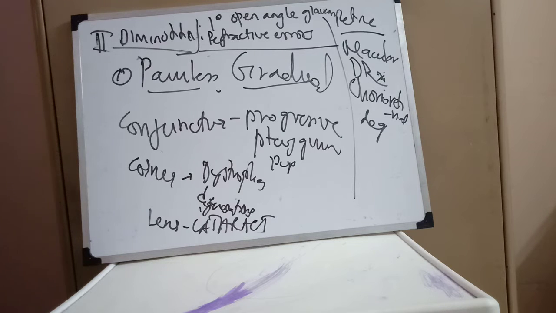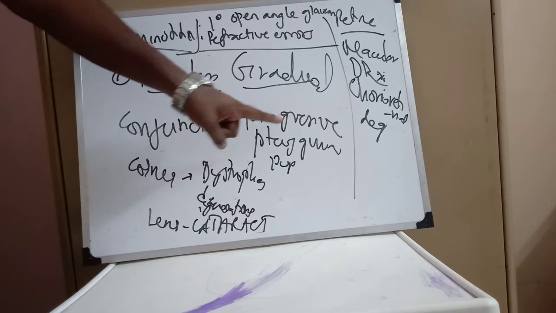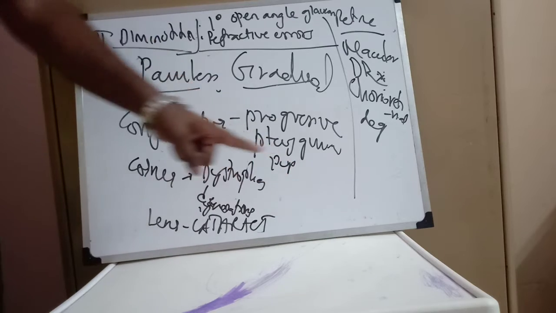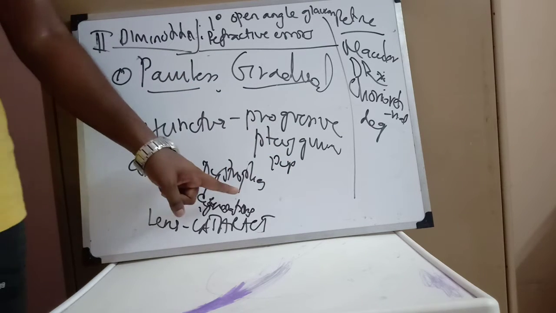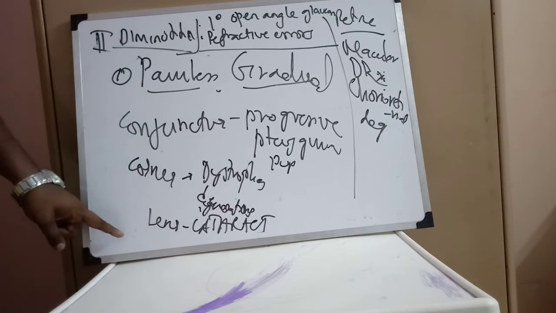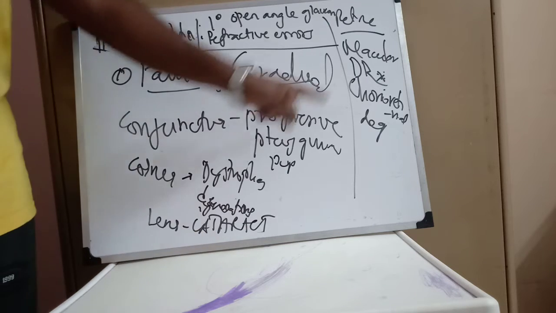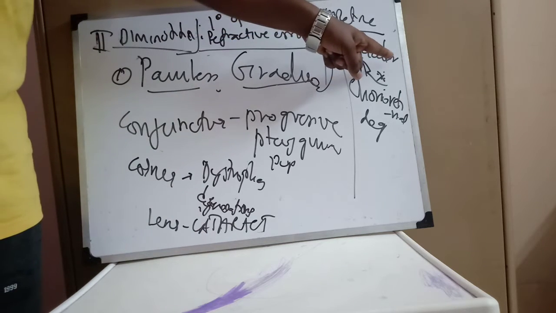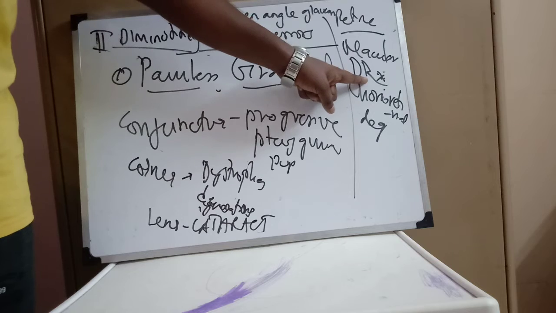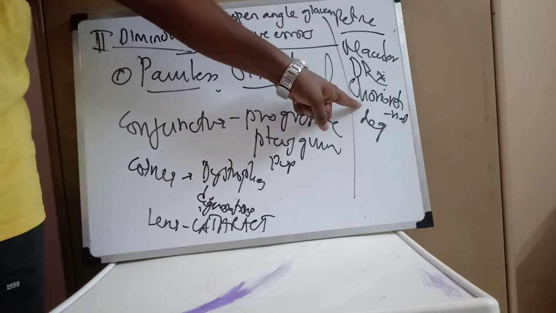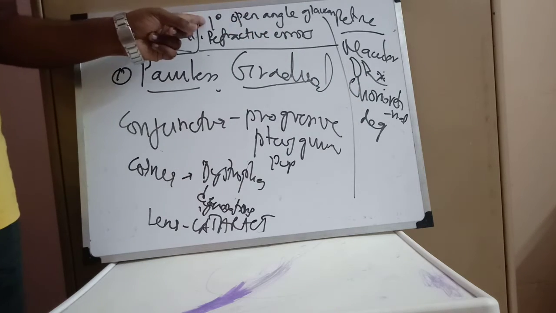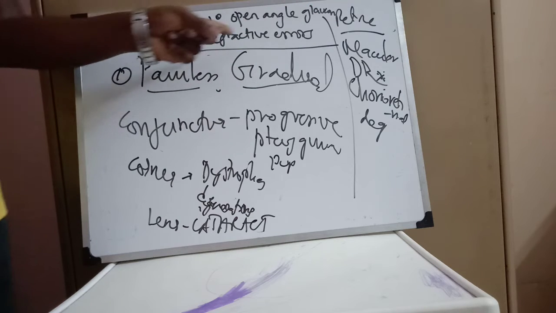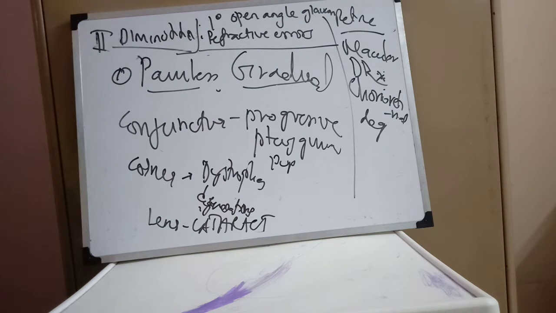Next time I'll write it in order. So, painless gradual loss of vision. In conjunctiva, you can have progressive pterygium encroaching upon the pupillary area. Cornea is going to be involved in the dystrophies and degenerations of the cornea. Lens, most important condition, cataract. Retina, any macular degenerations, diabetic retinopathy, chorioretinal degenerations, primary open angle glaucoma, refractive errors. Okay, these refractive errors are also very, very important.